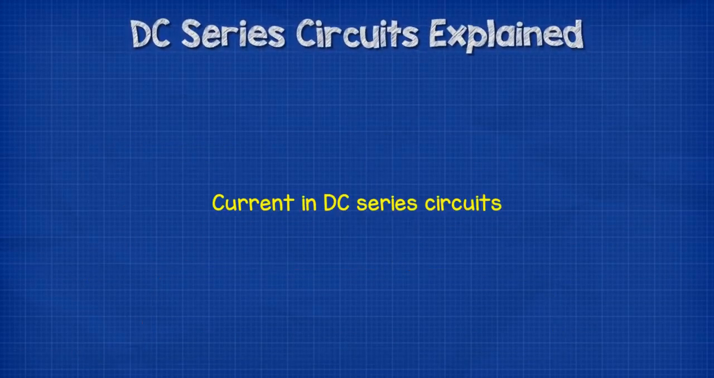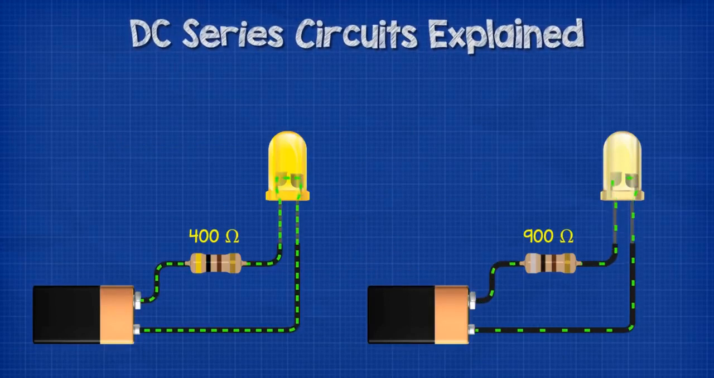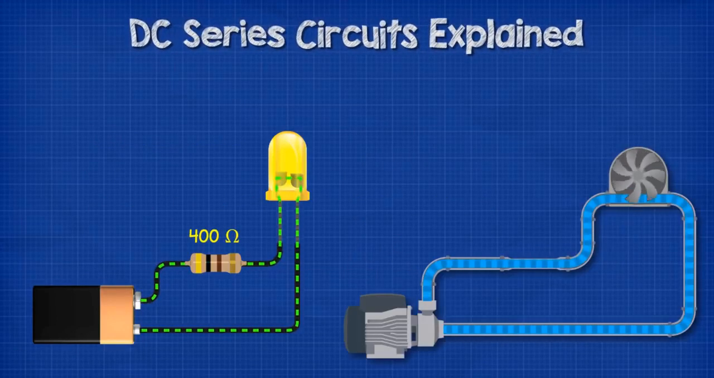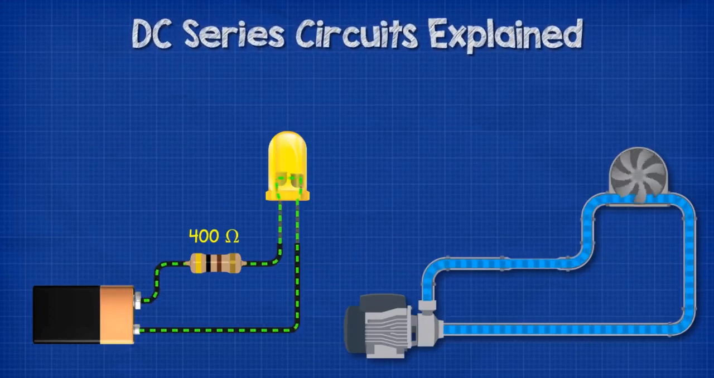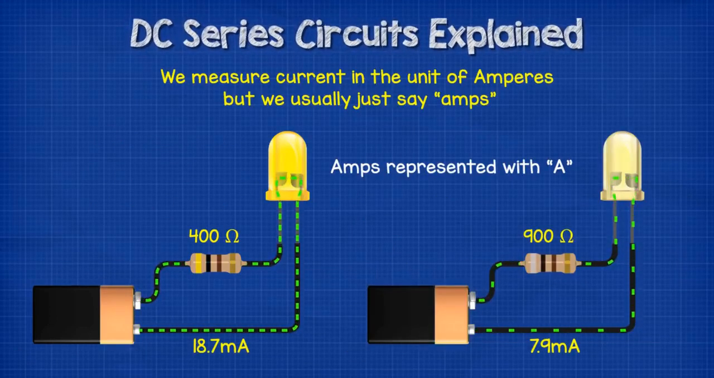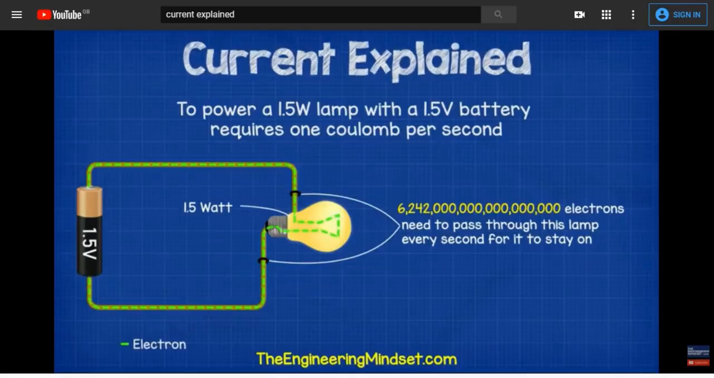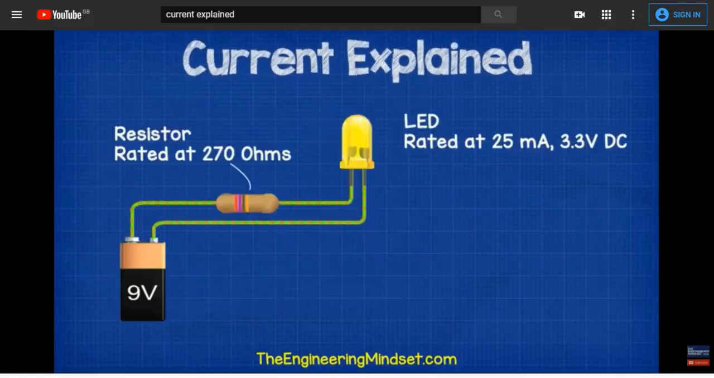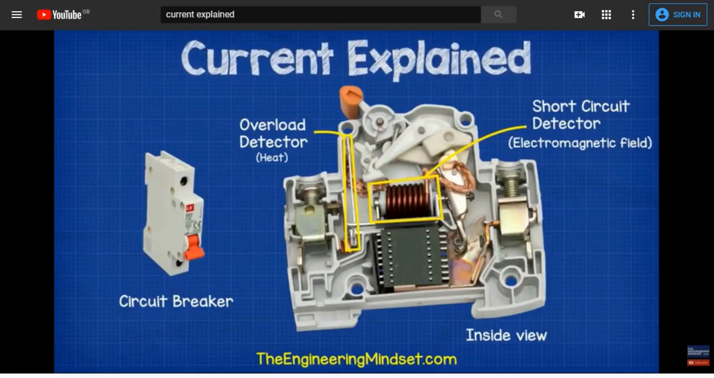Current in series. Current is the flow of electrons. It's like water which flows through a pipe. The higher the current, the more electrons are flowing. We measure current in the unit of amperes, but engineers tend to shorten this to just amps. Now we have covered current in detail in our previous video, do check that out, links down below.